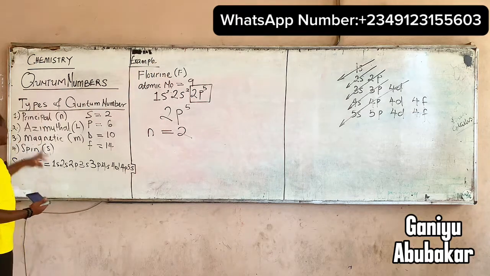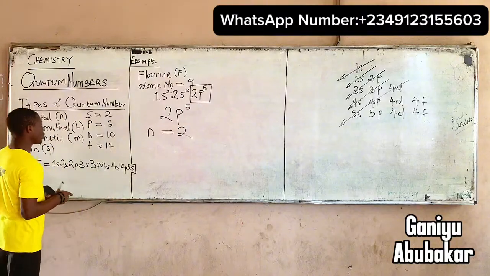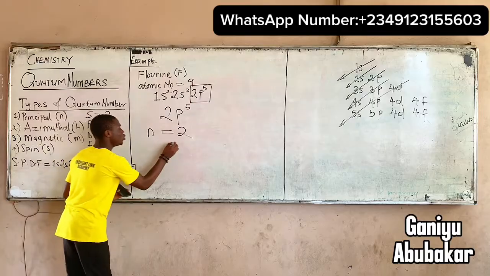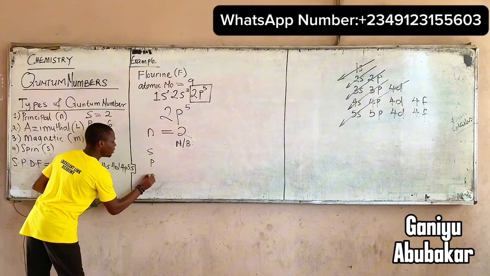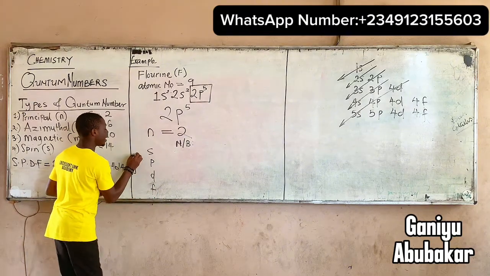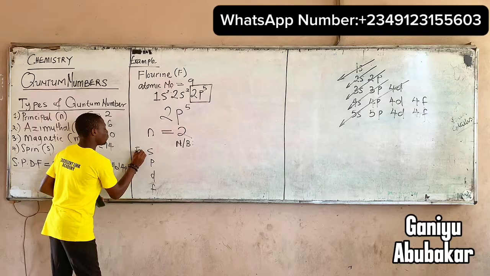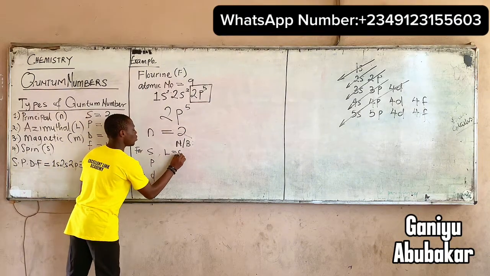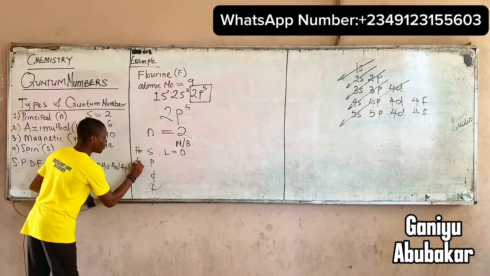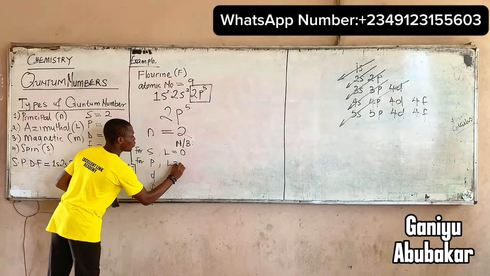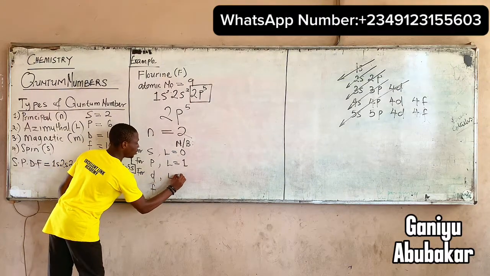Let's look at the concept of azimuthal. To get azimuthal, note the following. We have S, P, D, and F. For S, l is equal to 0. For P, l is equal to 1. For D, l is equal to 2.